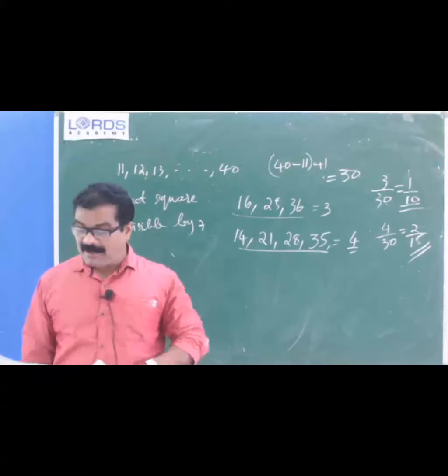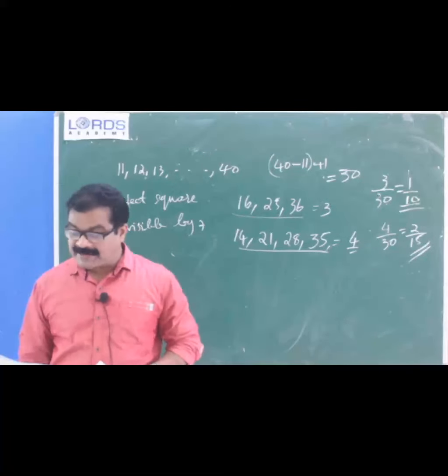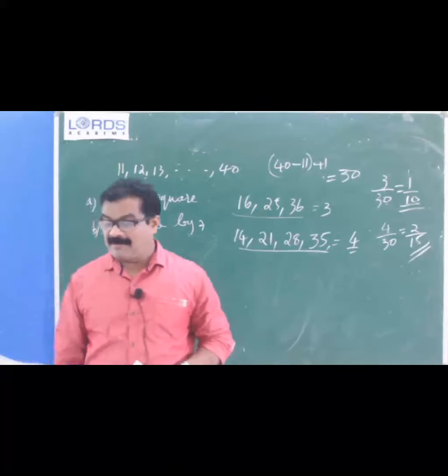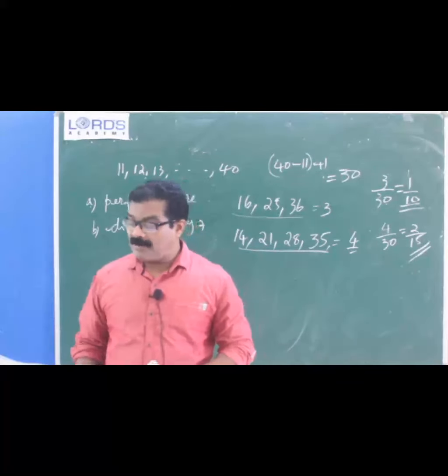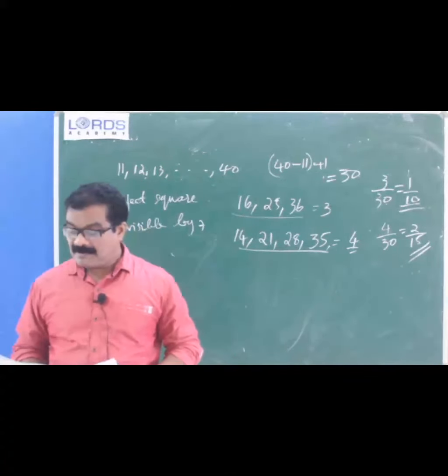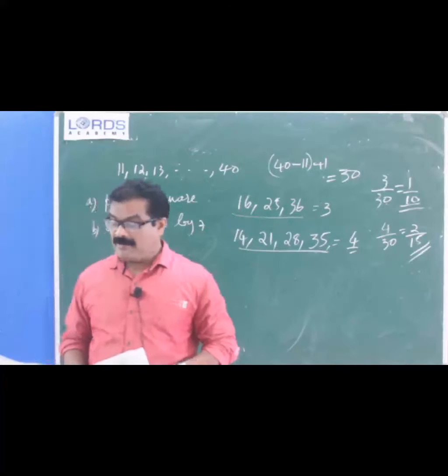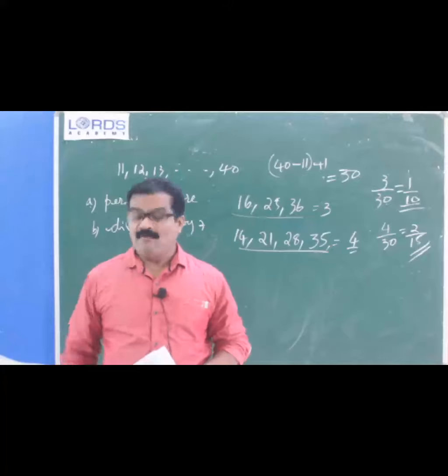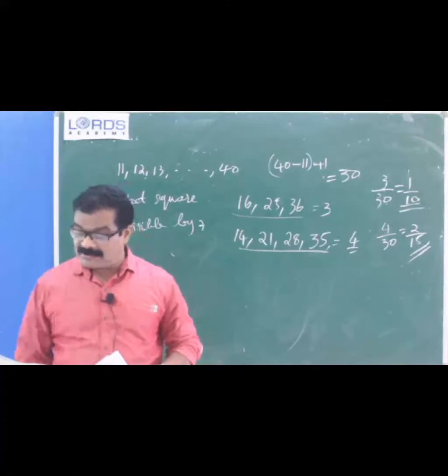Then what will be the probability of getting an integer greater than minus 3? What is the number of favorable cases? How many of them? 5. So the probability will be 5 by 6.